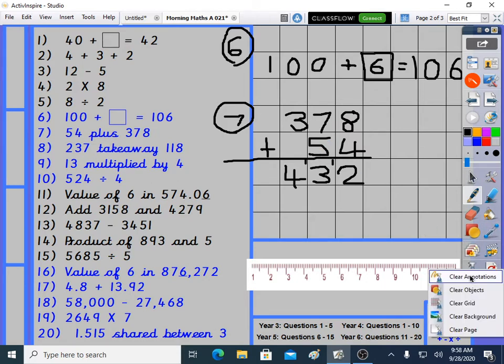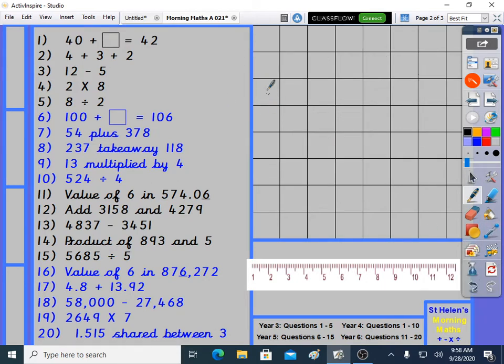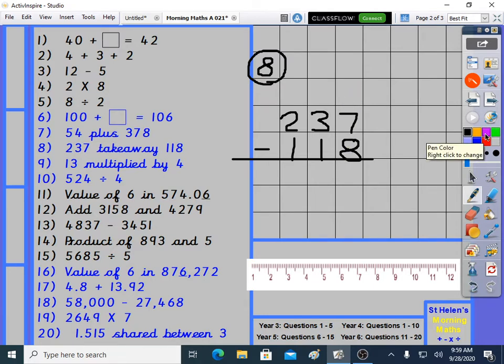And we're on question 8. 237 take away 118. With takeaway, the biggest number has to go on the top with column takeaway. Well, we've got the biggest number on the top. 7 take away 8 we can't do, because if you've got £7, you can't give away £8. So 7 needs some help from next door. That goes down to 2 tens instead of 3 tens. And 17 take away 8 is 9. 2 take away 1 is 1. 2 take away 1 again is 1. 119. 237 take away 118 is 119.